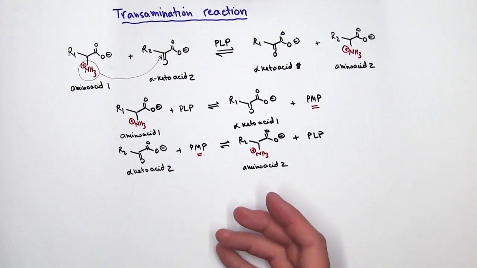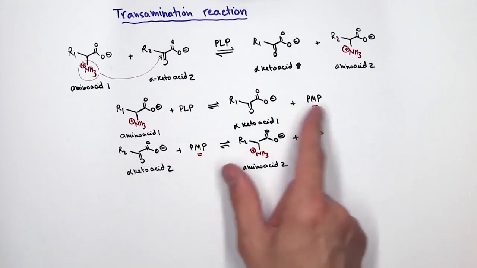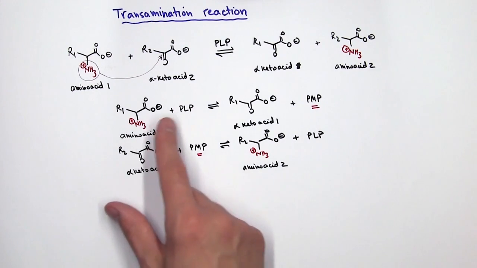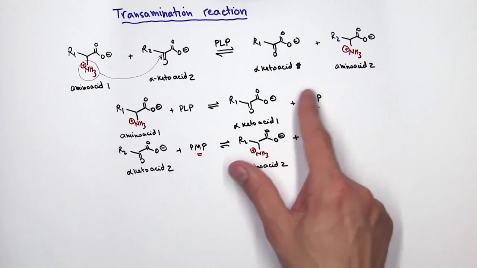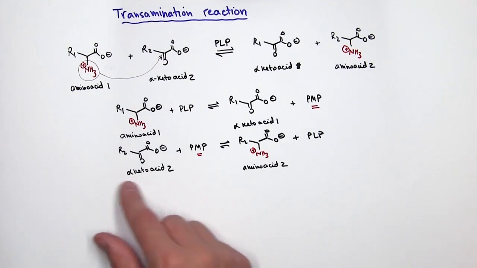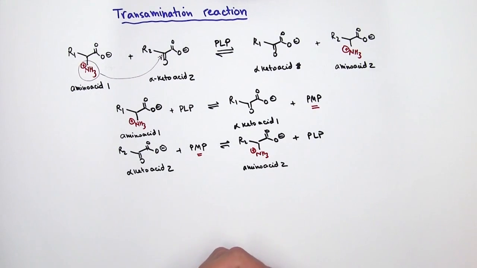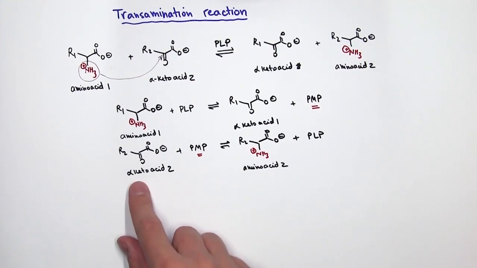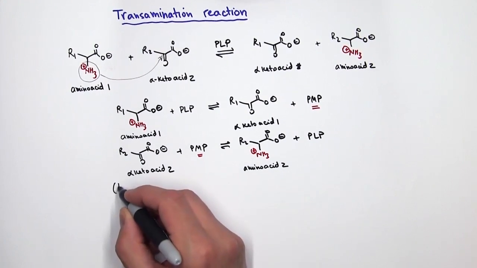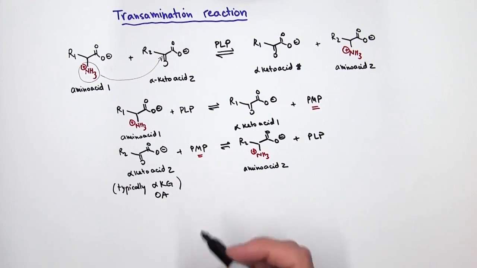Now, there are enzymes for virtually every single amino acid that can accomplish this first transformation, where by using PLP, they transfer the amine group and form an alpha keto acid and the PMP. Now, in the second part of the reaction, however, the alpha keto acid 2 is typically alpha keto glutarate or oxaloacetate. So in this case, not any alpha keto acid can function. Alpha keto glutarate or oxaloacetate.